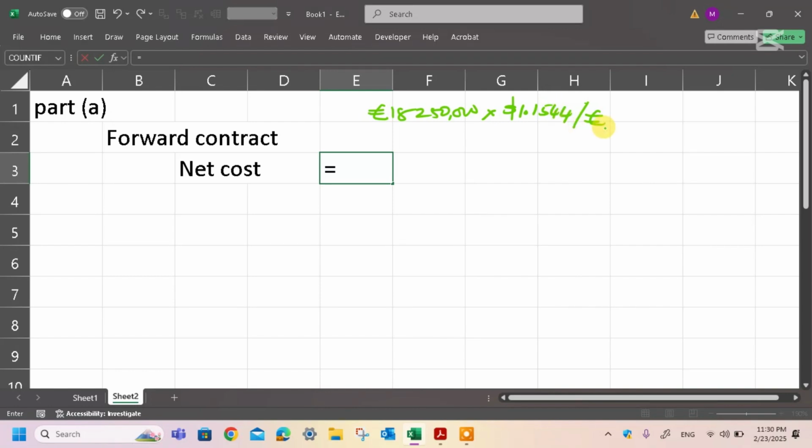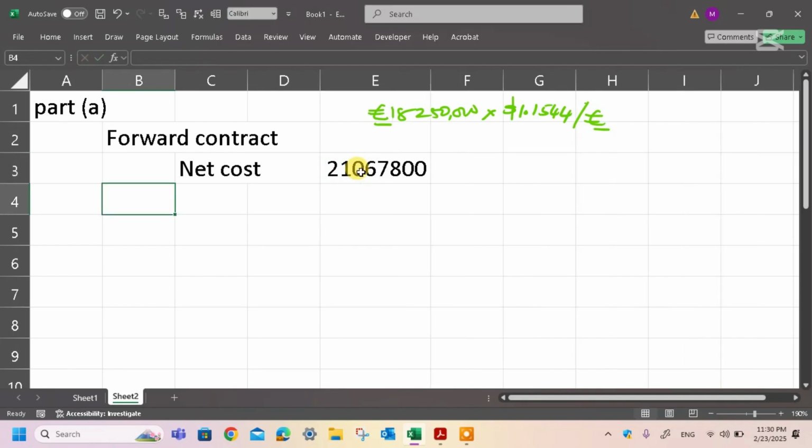This is going to be the working. Euro will be cancelled. 1 euro is up, 1 euro is down. Cancels, you get dollars as the answer. So working is going to be 1,850,000 multiplied by 1.1544. This many dollars. Finished. Forward contract finished.